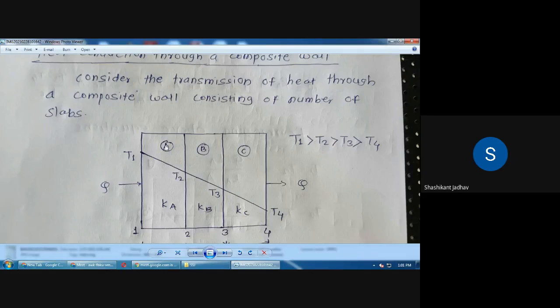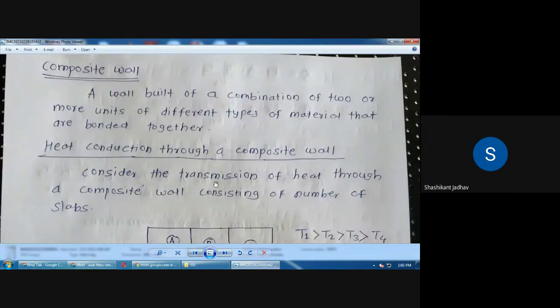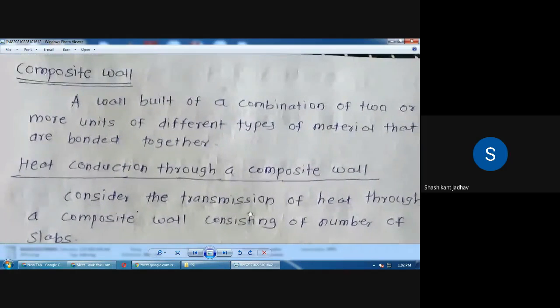समजते बघा, त्यावेळेला सिंगल प्लेट असणार आहे त्यावेळेला आपण त्याला काय म्हणतोय, प्लेन वॉल म्हणतोय. And suppose two or more units are bonded together, then we say that is nothing but a composite wall. ज्यावेळेला डिफरंट मटेरियलचे दोन किंवा दोन पेक्षा जास्त लेयर्स आपण एकमेकांना अटॅच करणार आहे, then that component is nothing but a composite wall. So for the composite wall we have to calculate the rate of heat transfer.